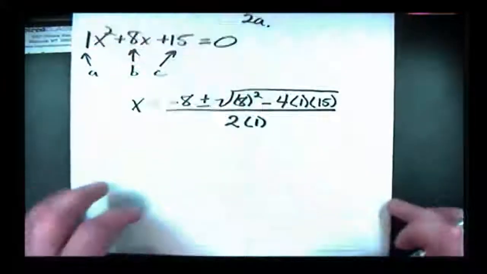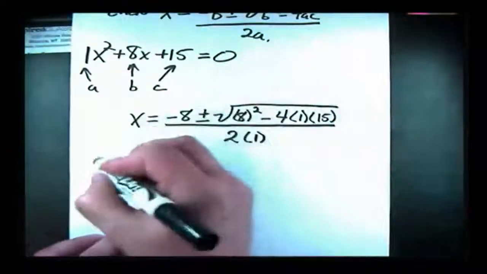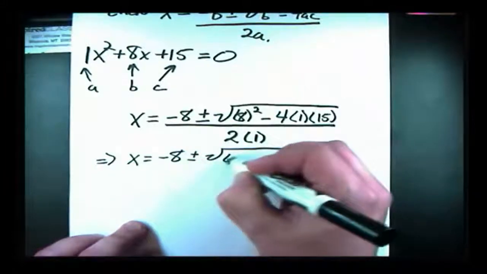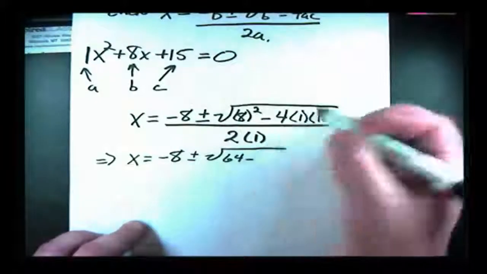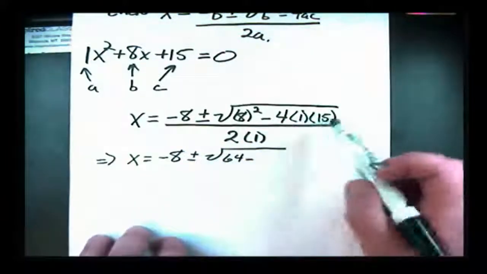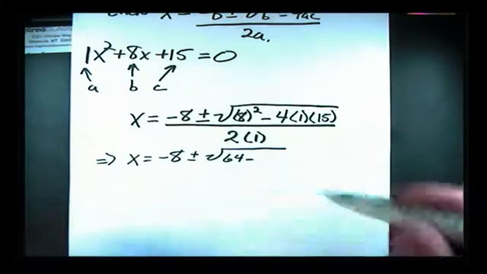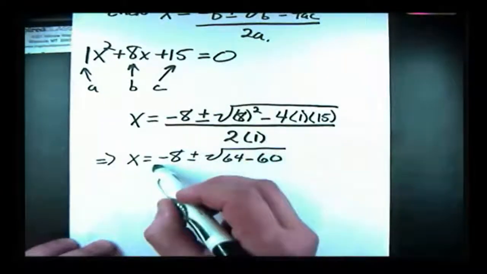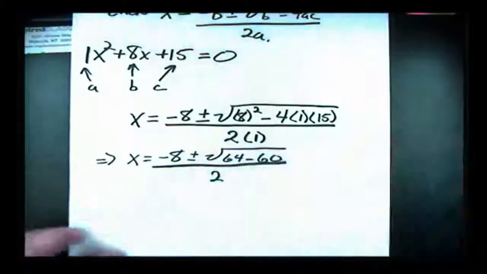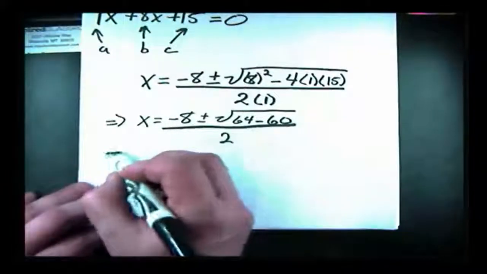The first thing we're going to do is the exponents. As you can see, we have an exponent right here. So x is equal to negative 8 plus or minus the square root of 64, which is 8 squared, minus, we can actually do this part now because it's multiplication and we've already done the exponent. So 4 times 1 is 4, times 15 is 15, 30, 45, 60. And it's still being divided by 2 times 1, so that's just going to be 2. So we've solved it a little bit. We're getting closer, but we haven't quite figured it out yet.